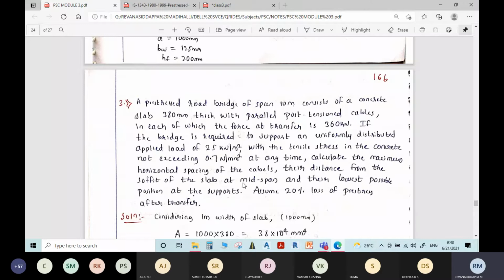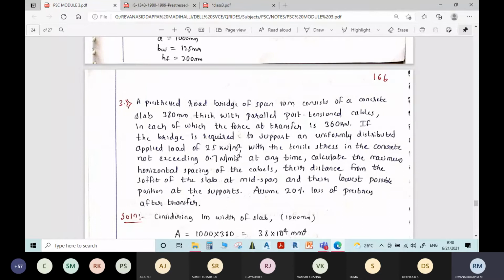Okay, here what he has given is a concrete slab having 10 meter length. And he has given the force in the cables and load over the slab. He has given one condition, the tensile stress in the concrete not exceeding 0.7 Newton per mm square at any time.